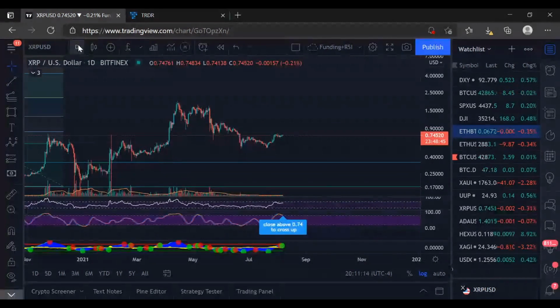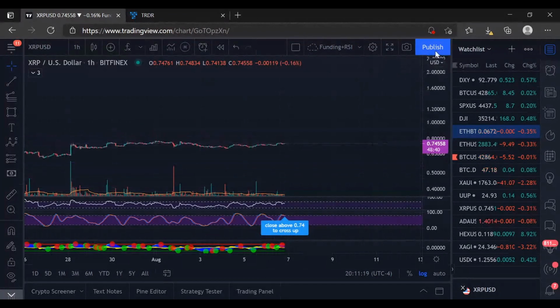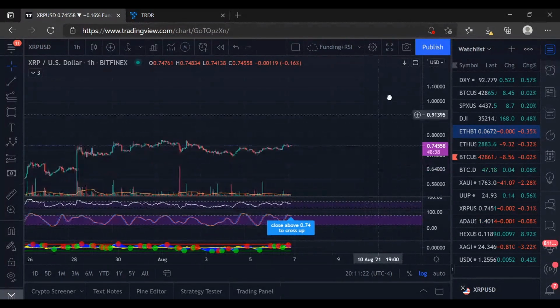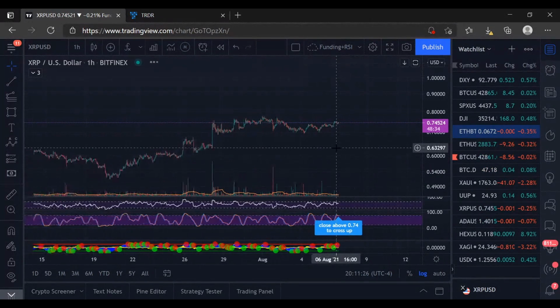Let's check locally. Am I still live, guys? Am I still live? Yes, sir. Wow, this is working a lot better than my phone then.